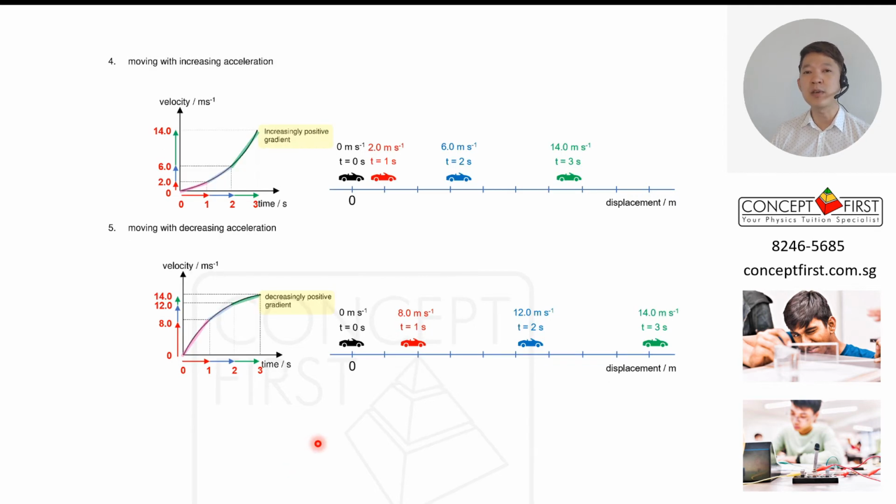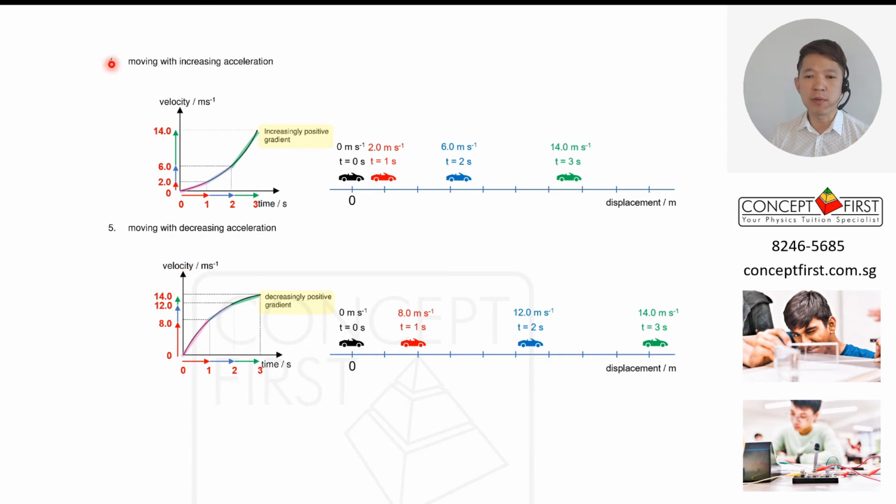Number 4, increasing acceleration. Now I have to explain this together with number 5, decreasing acceleration. Take note that in both cases they are accelerating. You notice that the velocity is going up, just that because of the curve, we know that the velocity is increasing in a different manner or different trend.